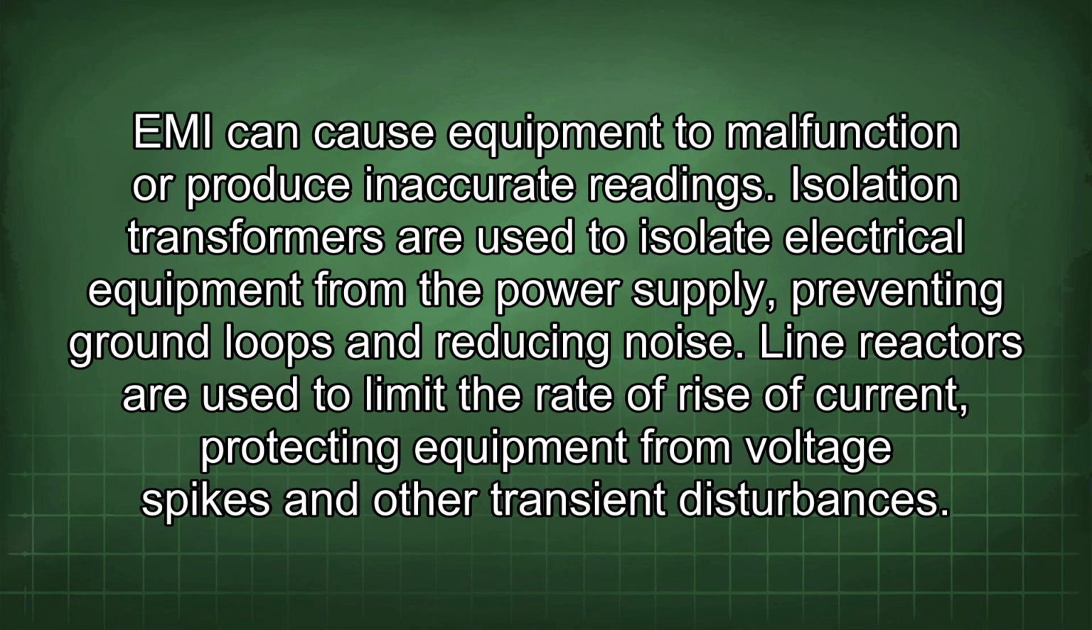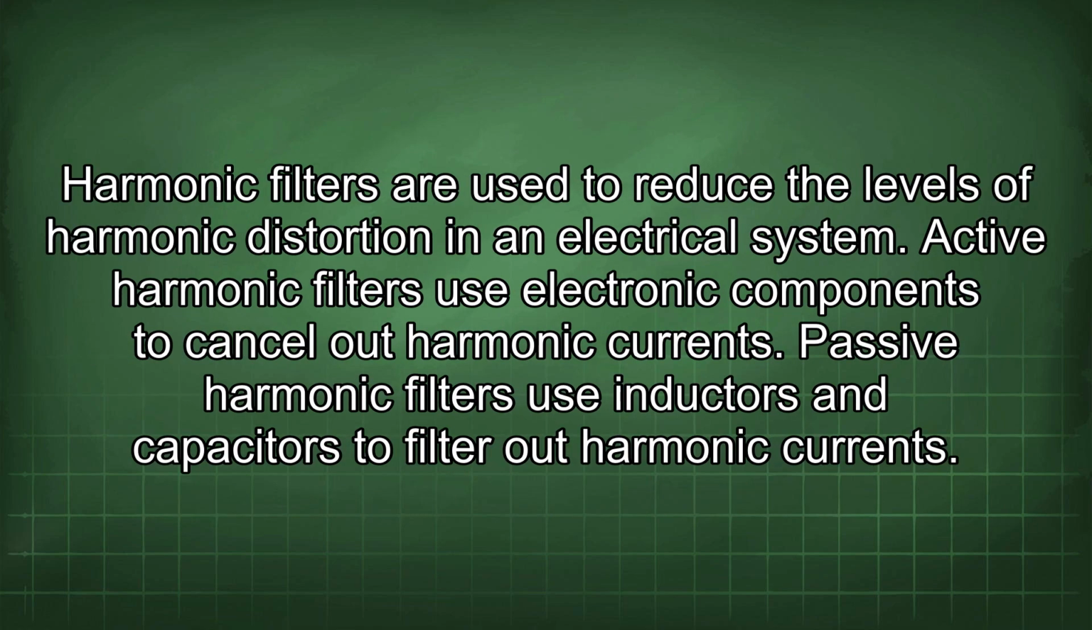EMI can cause equipment to malfunction or produce inaccurate readings. Isolation transformers are used to isolate electrical equipment from the power supply, preventing ground loops and reducing noise. Line reactors are used to limit the rate of rise of current, protecting equipment from voltage spikes and other transient disturbances. Harmonic filters are used to reduce the levels of harmonic distortion in an electrical system.